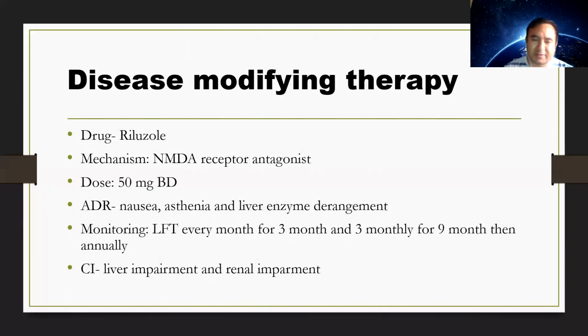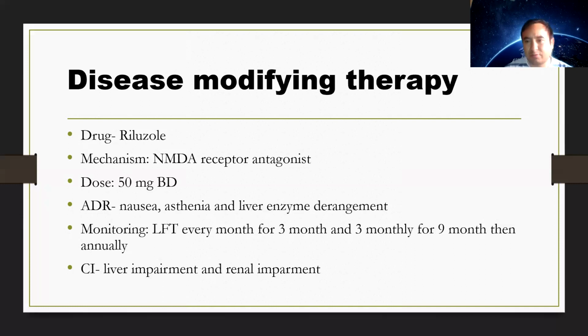Regarding the disease modifying therapy, most of the time we give riluzole. It is an NMDA receptor antagonist. The mechanism of action of riluzole is that it can inhibit the NMDA action. Another is that it decreases the release of glutamate. Glutamate is an excitatory neurotransmitter, and overexcitation can kill the motor neurons.